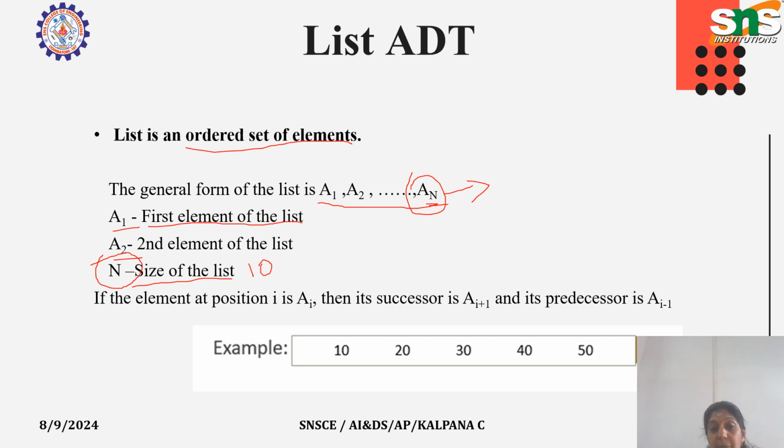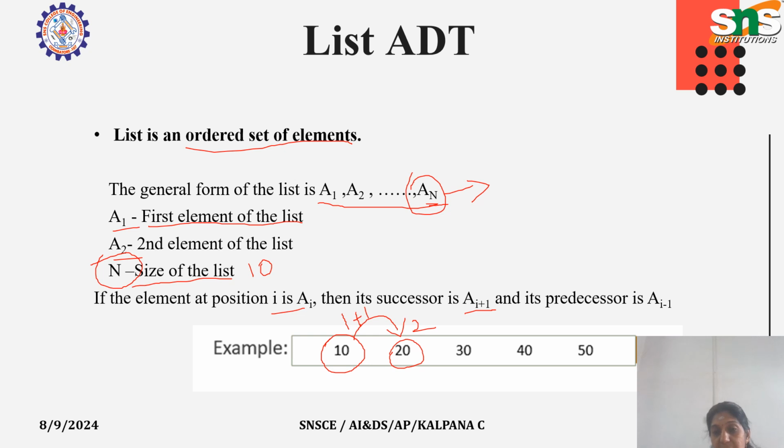If the element at position I is AI, then its successor will be AI plus 1. Just take this example: 10 is in position 1. The successor means the next element. The next element, 20, is in which position? I plus 1, that is 1 plus 1, the next position, which is 2.